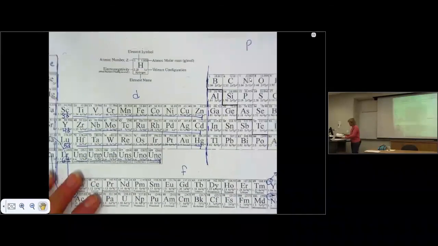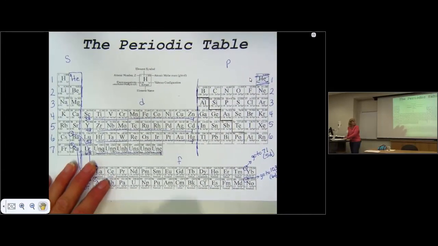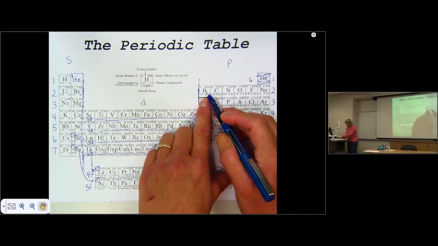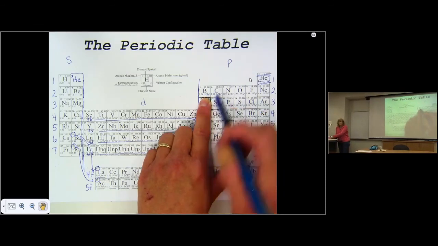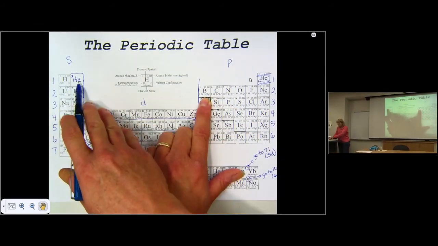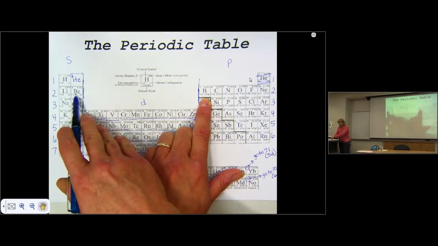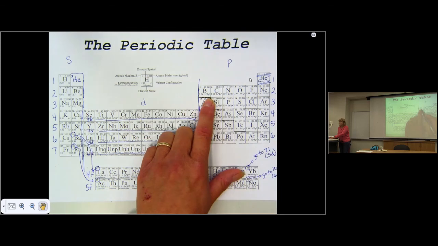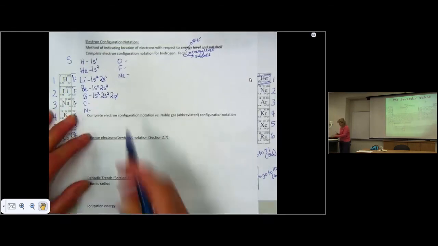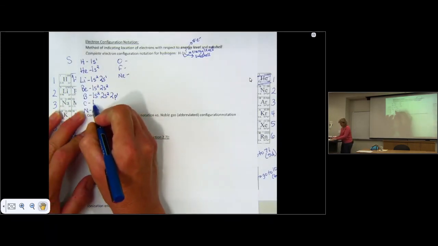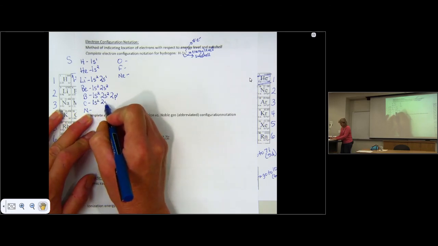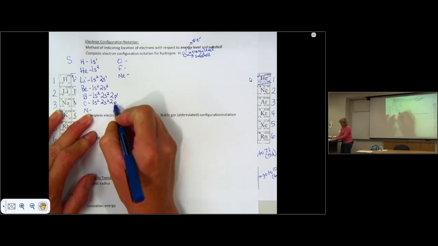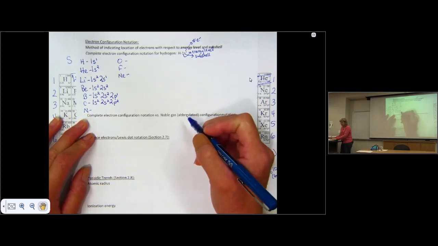Let me show you on the periodic table what we just did. This is boron right here, okay? So we did 1s2, 2s2, 2p1. Yes or no? Okay. Now you write carbon. What will carbon be? 1s2, 2s2, 2p2.